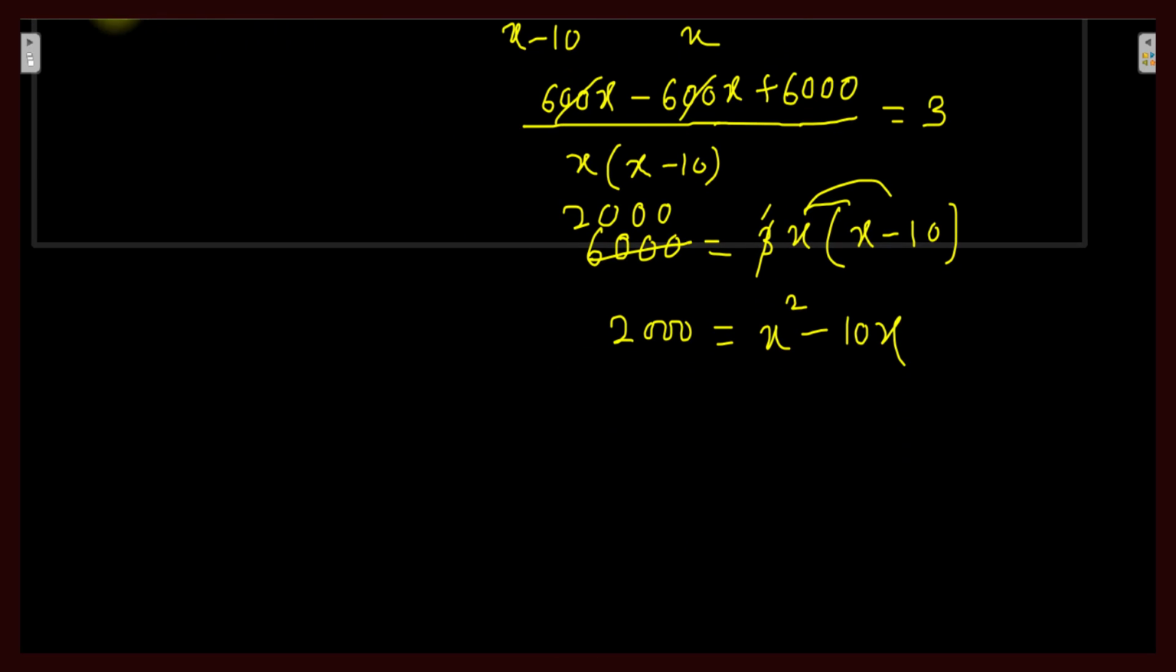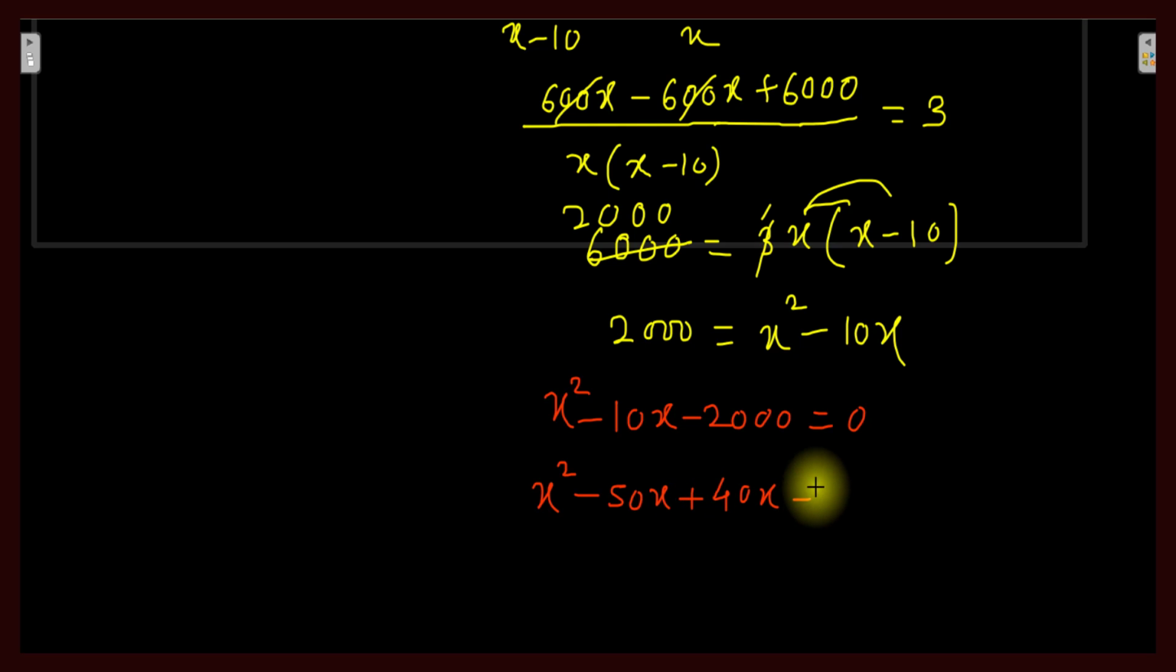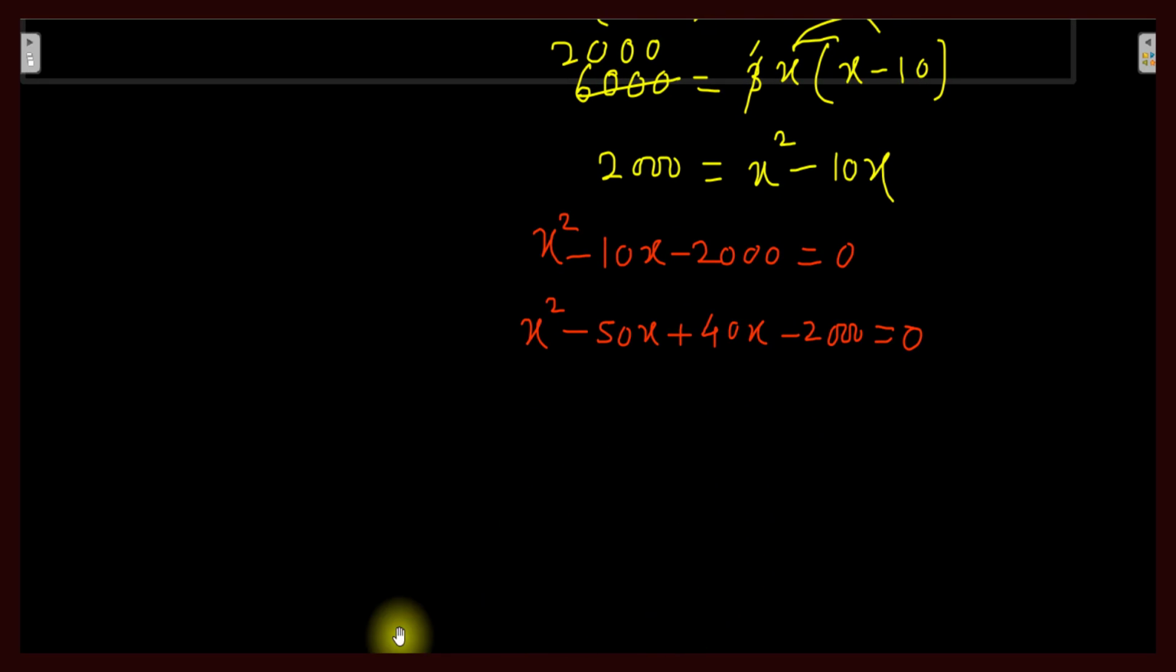To solve this further, we can write this equation in standard form as x square minus 10x minus 2000 is equal to 0. Now this is the quadratic equation you have got. We will solve this quadratic equation by splitting the middle term, and so to split the middle term we can write this as x square minus 50x plus 40x minus 2000, which is equal to 0, and solve this.